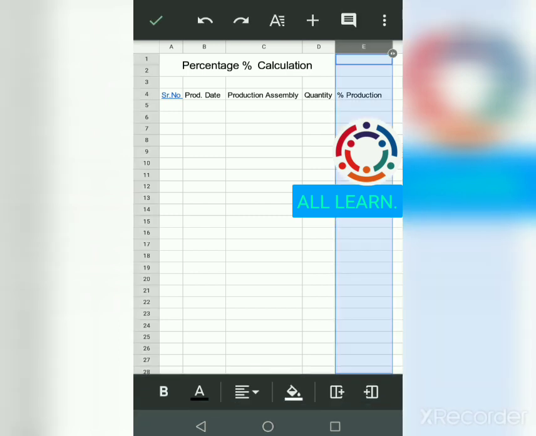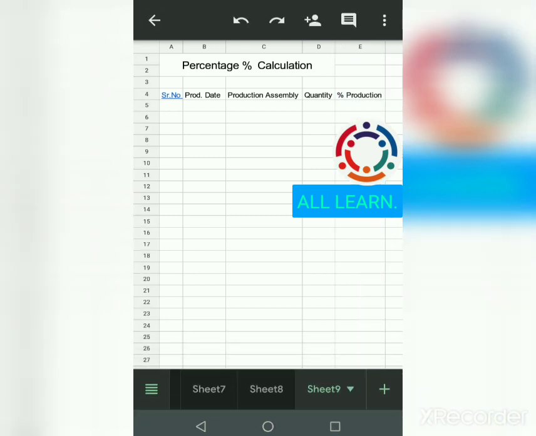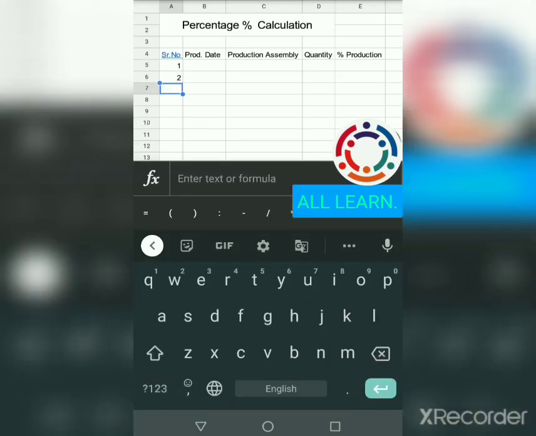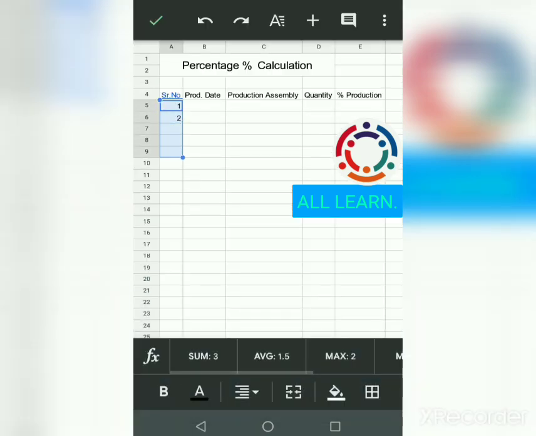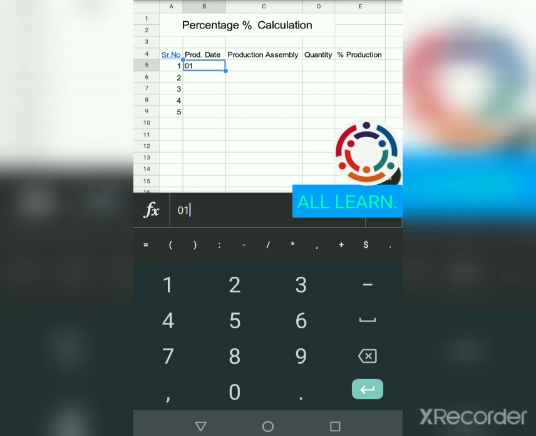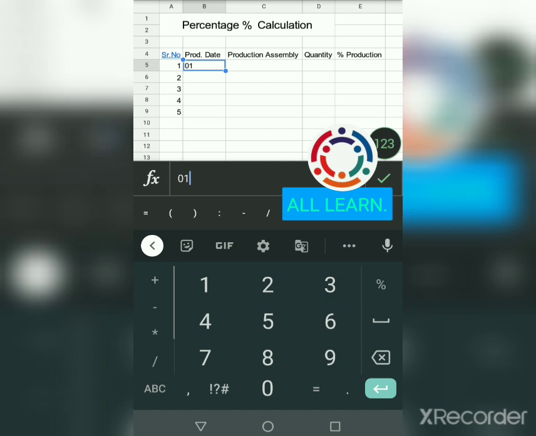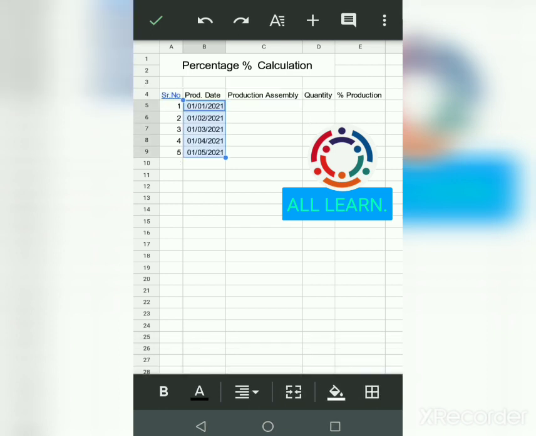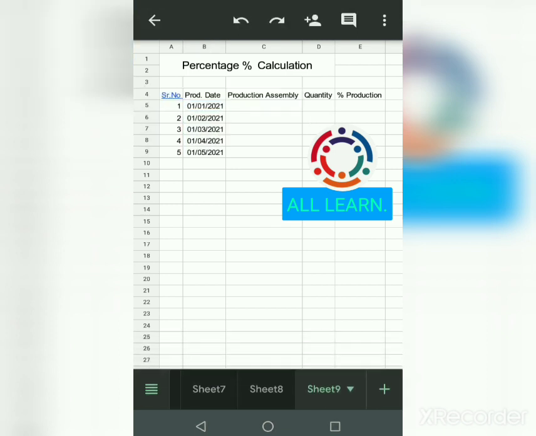So next, first we start with serial number. For 5 assemblies, we can use the autofill option. Production date. Here we can start with 1. Autofill option. 1 January, 1 February, 1 March, 1 April, 1 May.